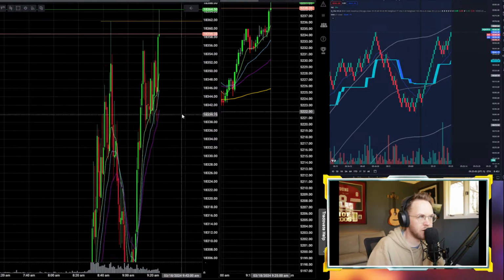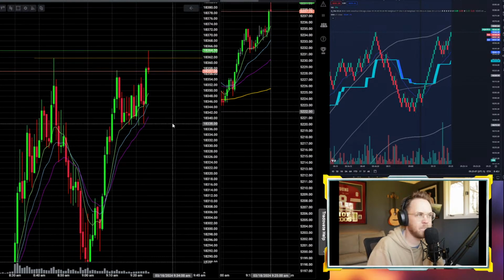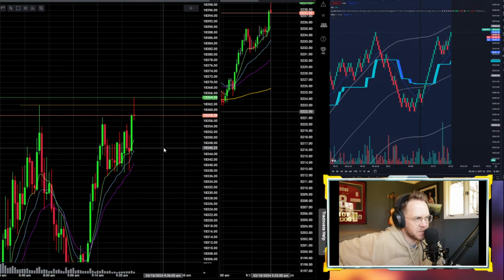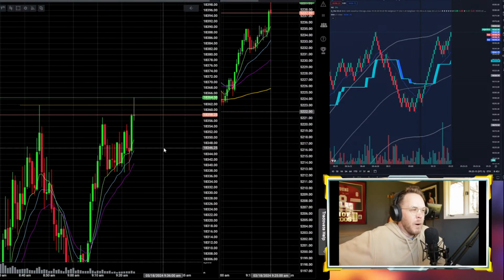Here we go. Breakout. Maybe an opening range breakout or a failed auction. Let's see what we get here. I think we just ran a bunch of stops. I don't know if the momentum's going to carry this. But we'll see.